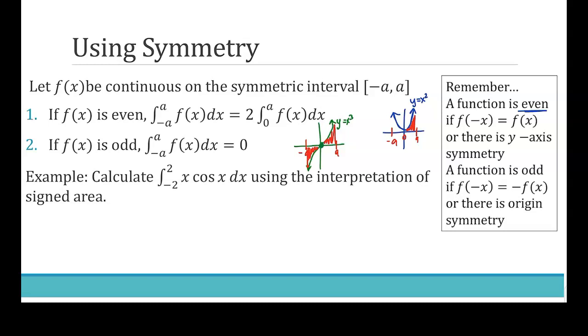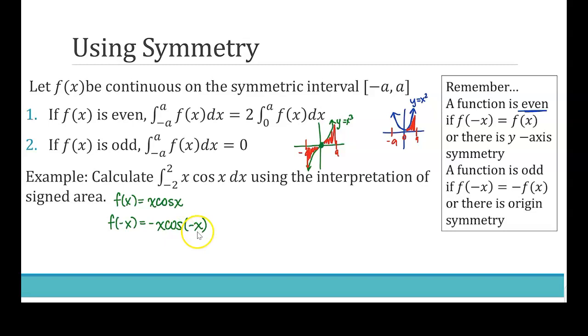But when we think about the interpretation of signed area, we can at least think about, and especially since the limits of integration are symmetric, whether or not this function is even or odd. So from pre-calculus, again, if I have x cosine x as the function, let's see what happens if I plug in a negative x. So that would give us negative x cosine of negative x.